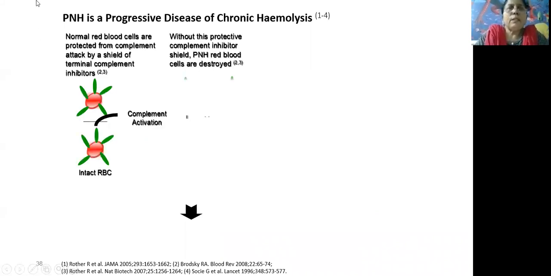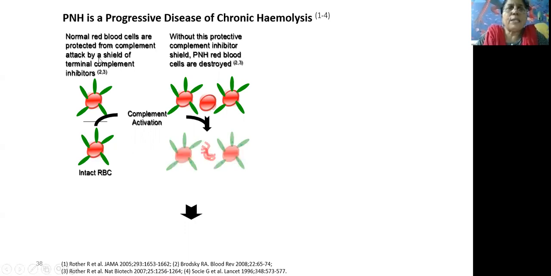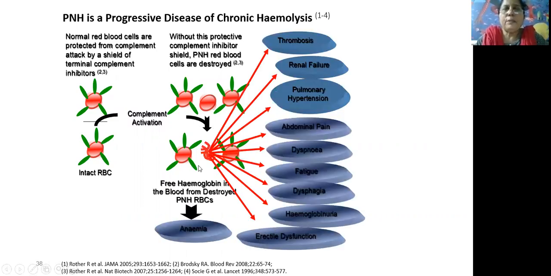So normal red blood cells are protected from complement attack by a shield of terminal complement inhibitors. So intact RBCs are present. When in PNH, this protection is not there. CD55 and 59 is not there. So what happens? The RBCs are lysed. So what kind of lysis is this? Complement mediated lysis. Where does this happen? Within the blood vessel. So it is an intravascular hemolysis.